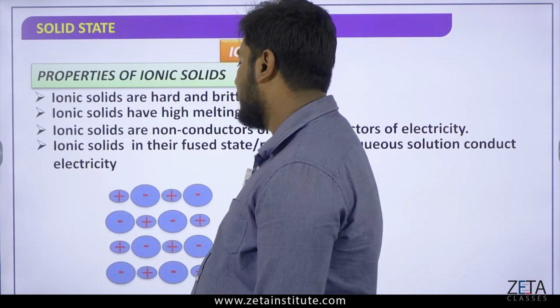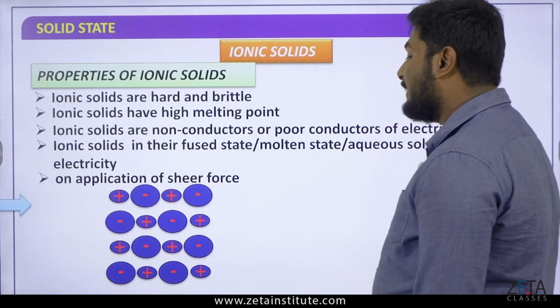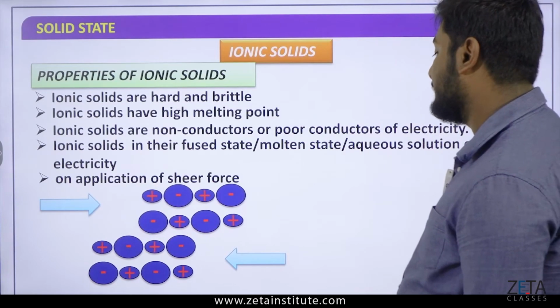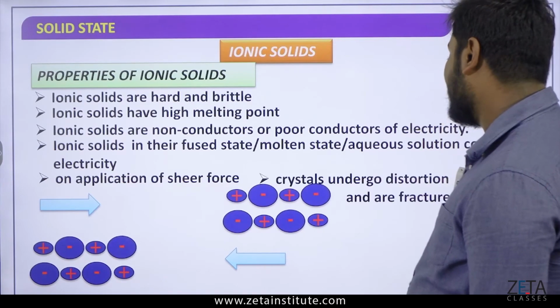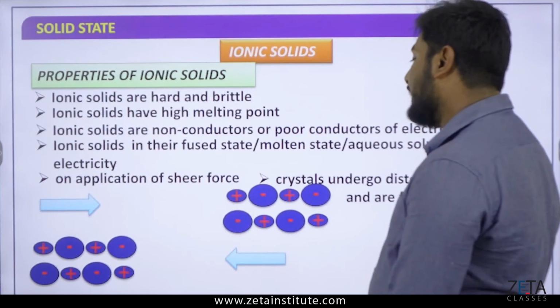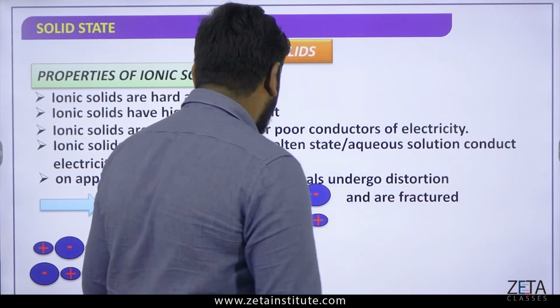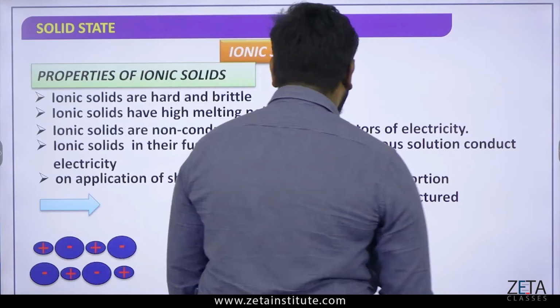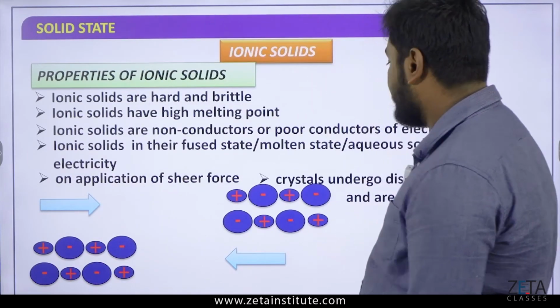So here, in fused state or molten state, or in case of aqueous state also, they can conduct electricity. Clear? On application of a shear force, that means the repulsion between them, these crystals undergo distortion and are just fractured. In case of ionic solid, due to the application of this shear force, the ionic crystal undergoes distortion and we can say fractured. Clear?